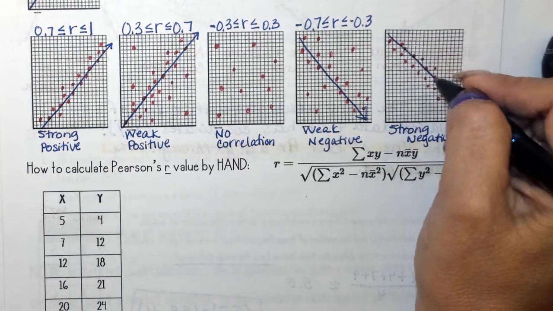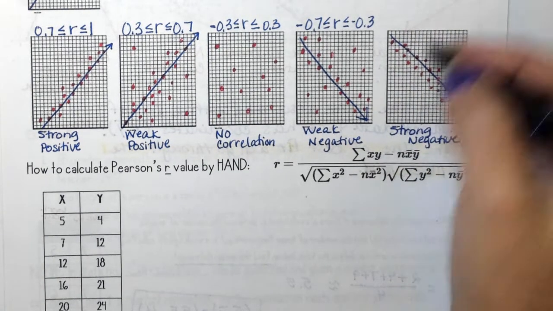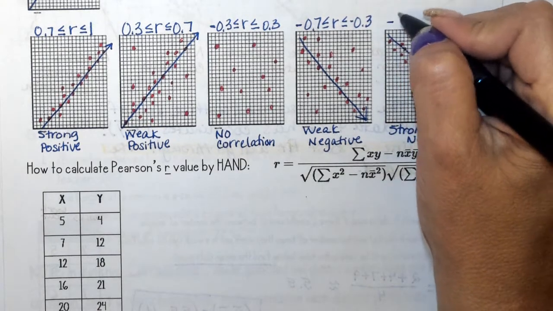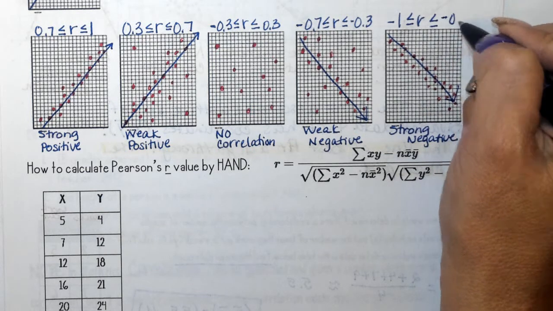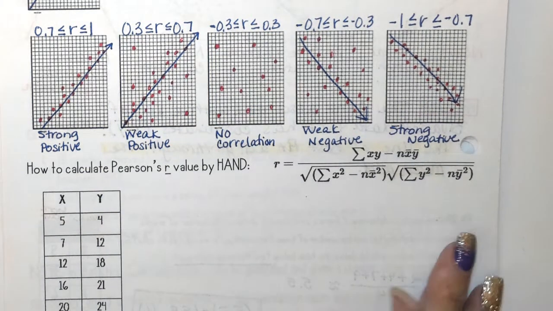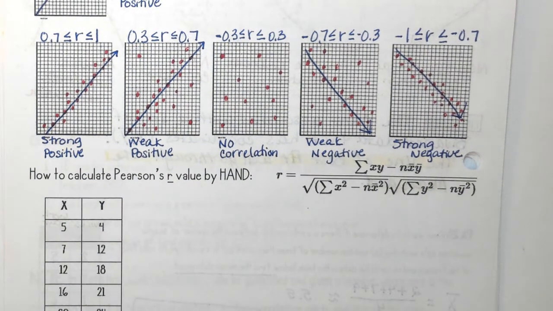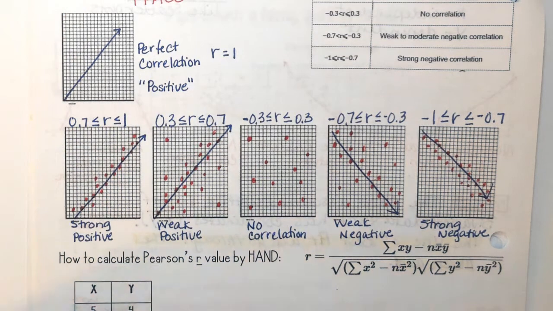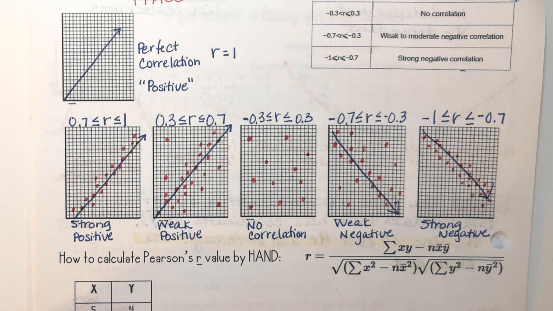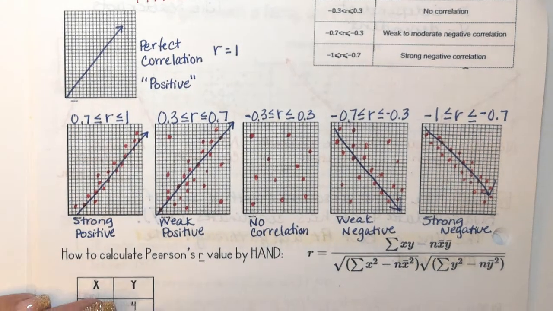And it looks like this. So this is negative 1 less than or equal to r less than or equal to negative 0.7. And again, if it's a perfect correlation, it's going to be perfectly positive or perfectly negative, is what I tend to always say. All right, so I think we got our strong positive, our weak positive, our no correlation, our weak negative, and our strong negative. And up there we've got our perfect one.